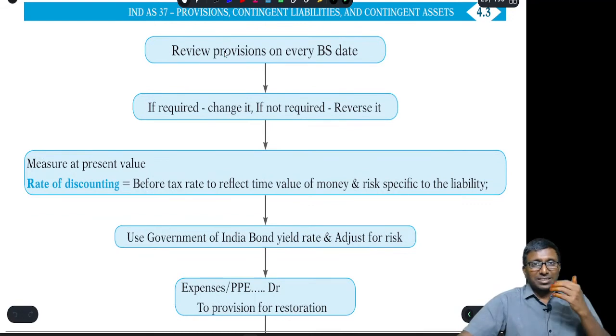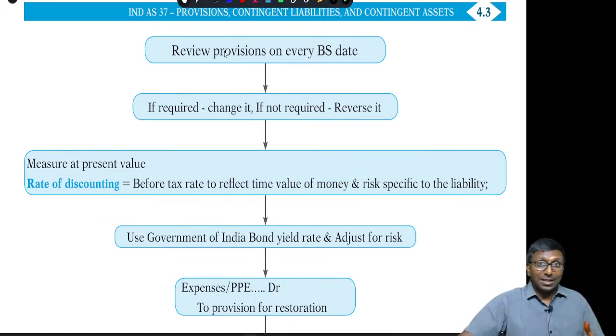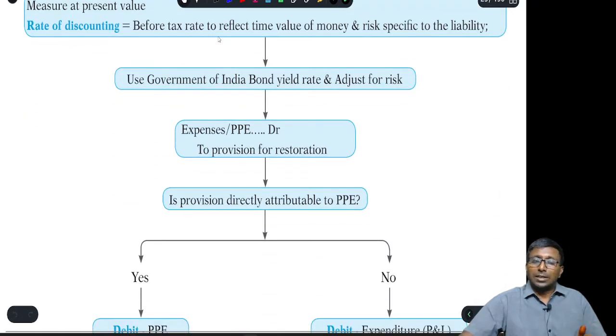And these provisions, contingent liability, contingent assets, are supposed to be reviewed on every balance sheet date, and if there is any change in the estimation, that is supposed to be adjusted immediately. Whether the provisions are supposed to be present valued, discounted for, yes, all the provisions have to be discounted. You are supposed to apply Government of India bond yield rate, and supposed to be adjusted with the risk specific to the liability, right?